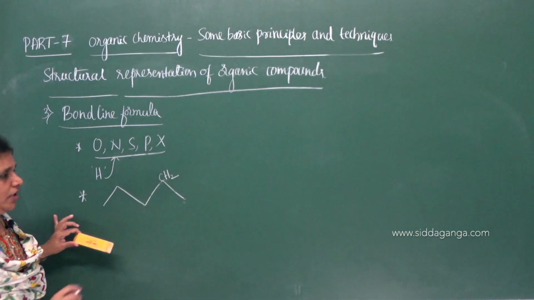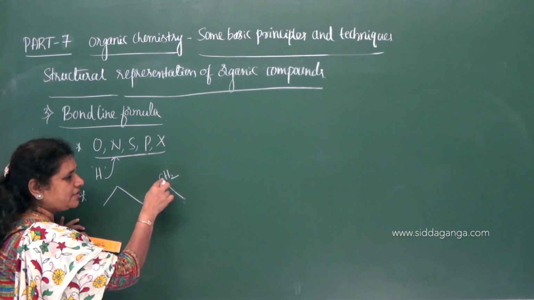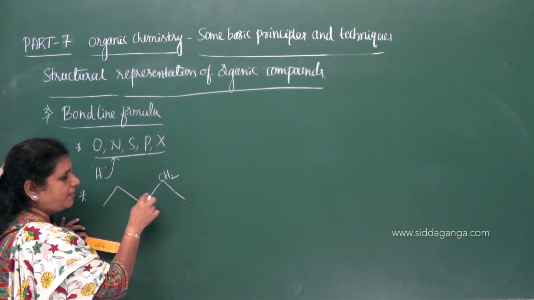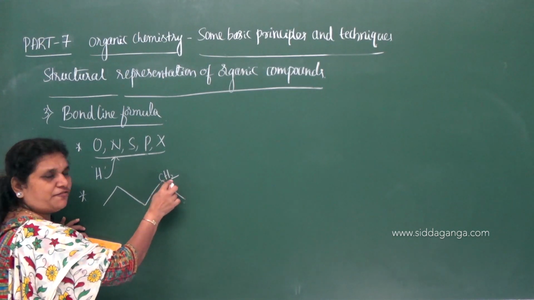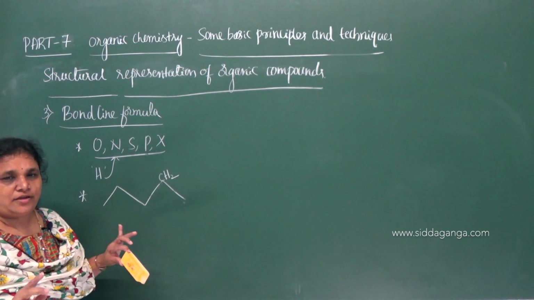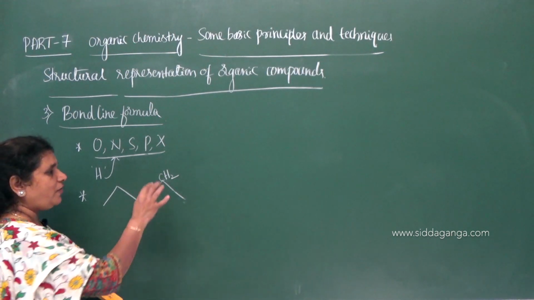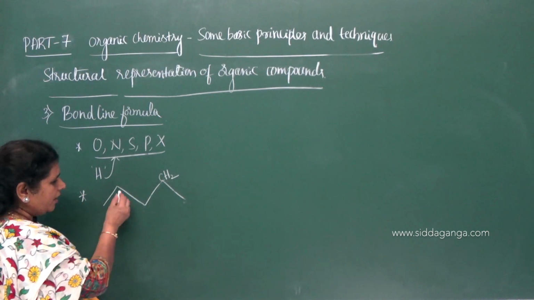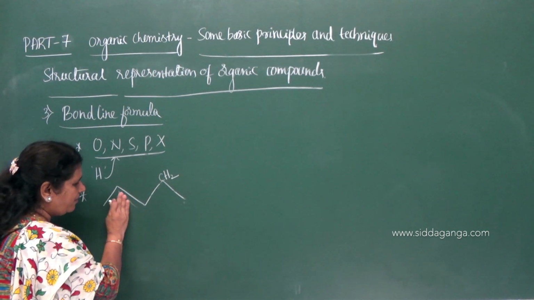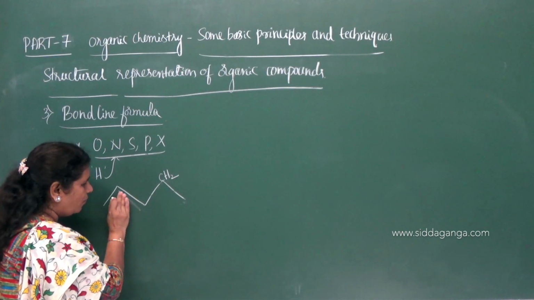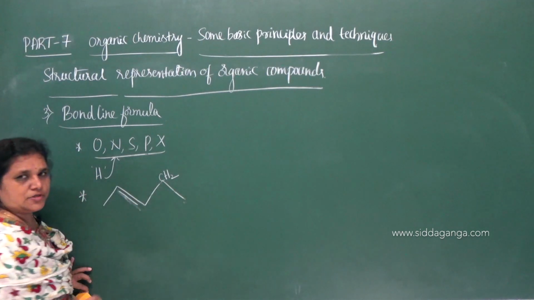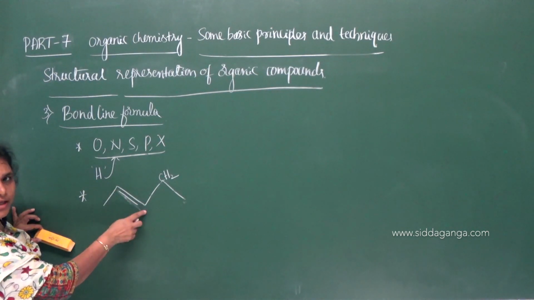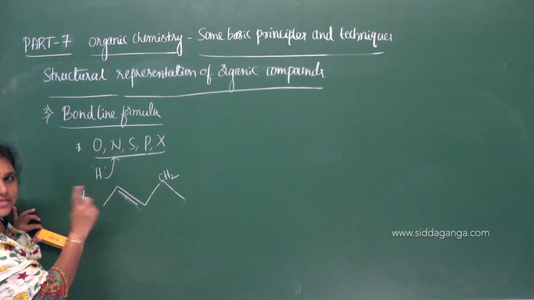Here, the intersection of these two lines indicates a CH2 unit. Why is it a CH2 unit? Because the intersection of two lines indicates one carbon and an appropriate number of hydrogen atoms. Carbon already forms two bonds here and is left with two bonds to satisfy its tetravalency, so those two valencies are satisfied by two hydrogen atoms. Now, if a double bond is there, it can be represented by putting one more line along this line. So if I put one more line here, it indicates that between these two carbon atoms, there is a double bond.